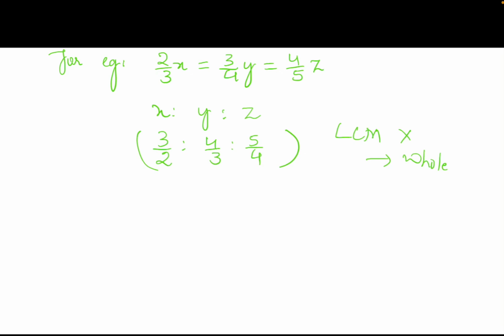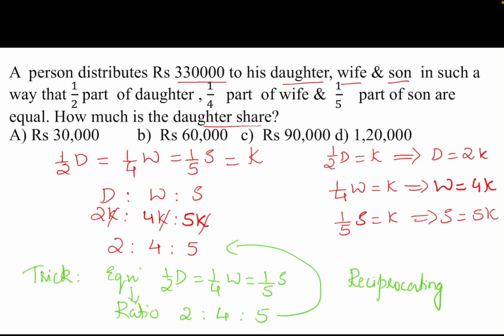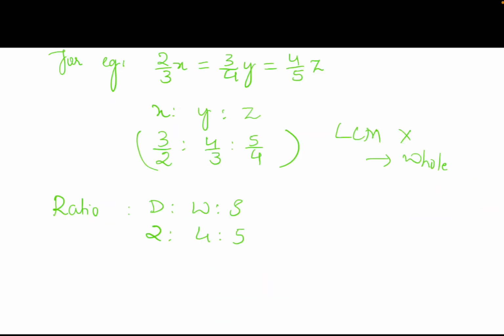Now coming to the problem. In the problem we got the ratio of daughter is to wife is to son as 2 is to 4 is to 5. Now we know that 3,30,000 is divided among all the three people. So in the ratio, the total ratio is how much? 11, and the total amount is how much? 3,30,000. So 11 parts is 3,30,000.